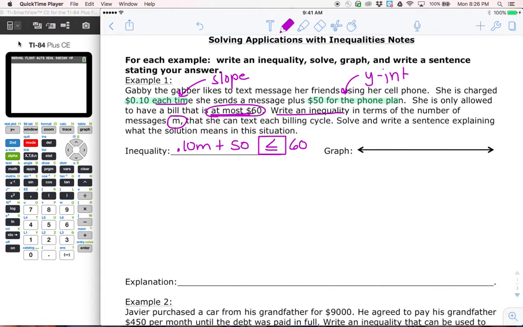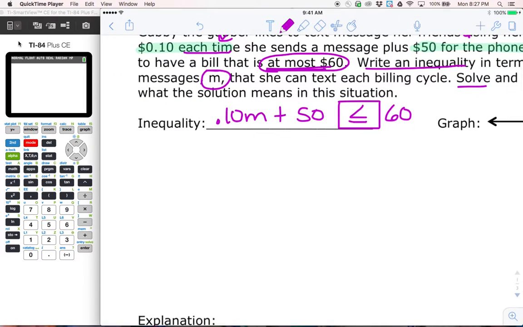All right, so how much she's getting charged for her cell phone plan can be at most $60, which means it needs to be less than or equal to $60. Don't see the word most and choose a greater than sign. Okay, that is not correct. Think about the context of the situation and then decide on your inequality. Now, we're going to actually solve this thing. And we're going to solve it for the only variable, which is the m variable. All right, so I'm going to rewrite it over here.